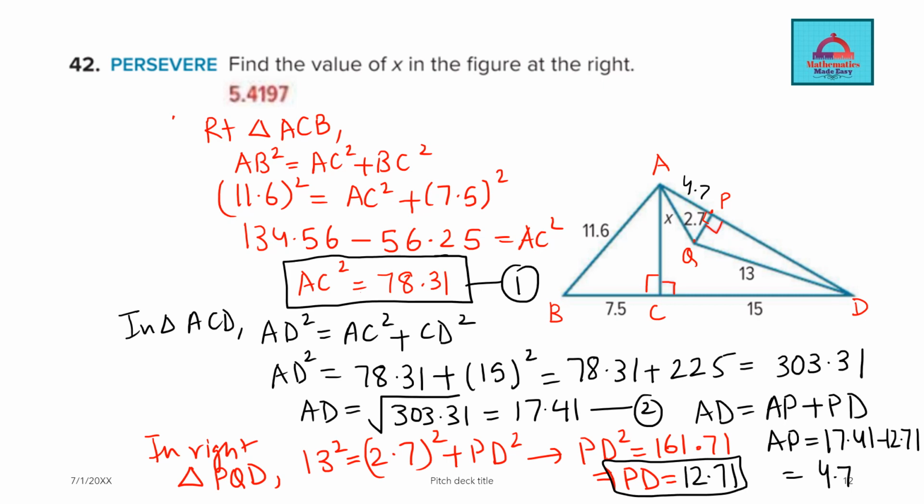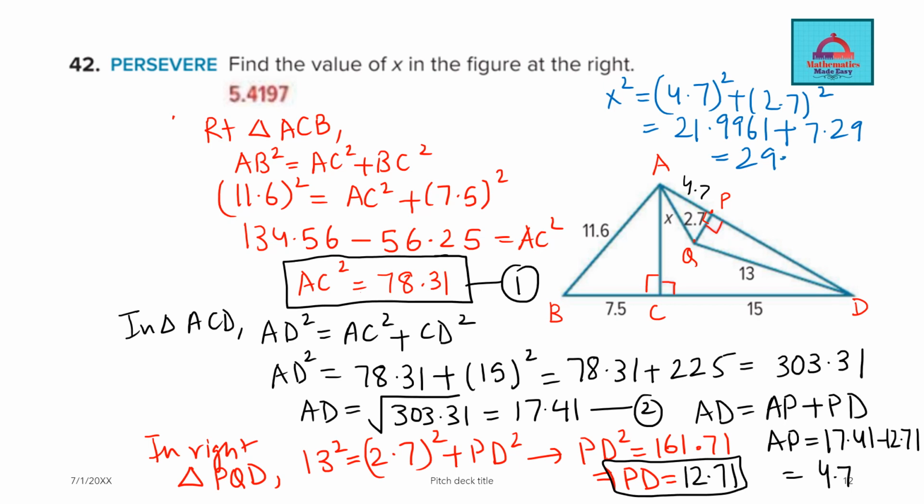So can you get the value of x square? Again by Pythagorean theorem. So can I say x square is going to be 4.7 square plus 2.7 square? This is going to be the last time we are applying the Pythagorean theorem. So this will come out to be 21.9961 plus 7.29, which is near about 29.28.